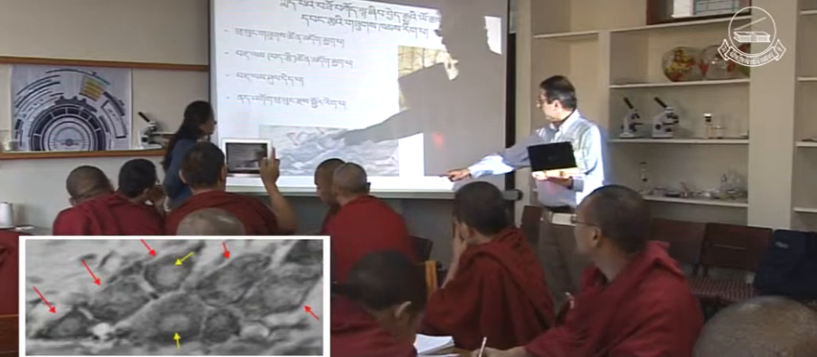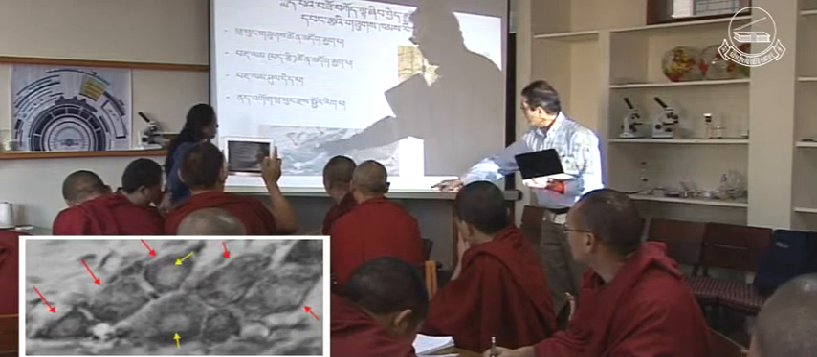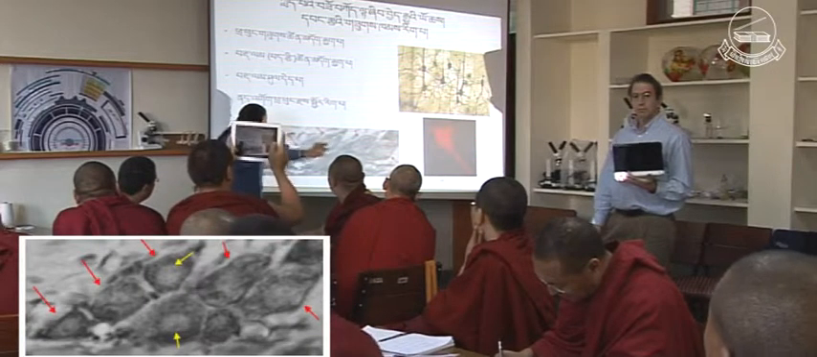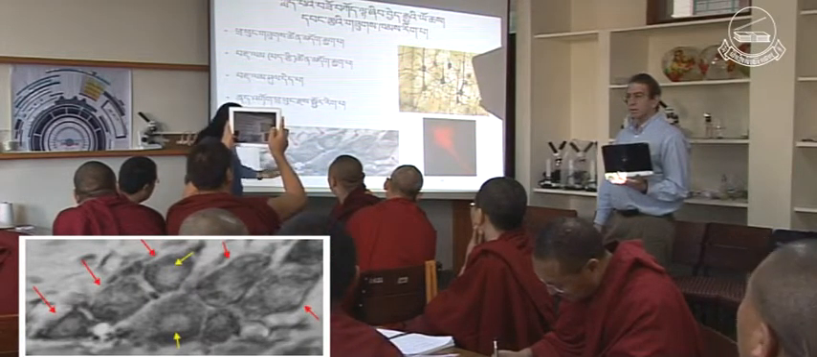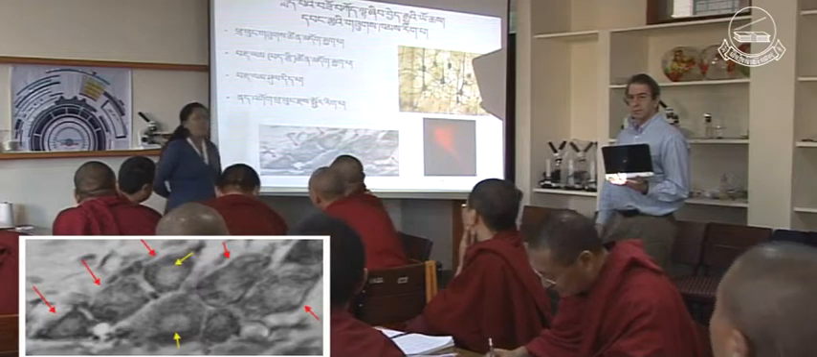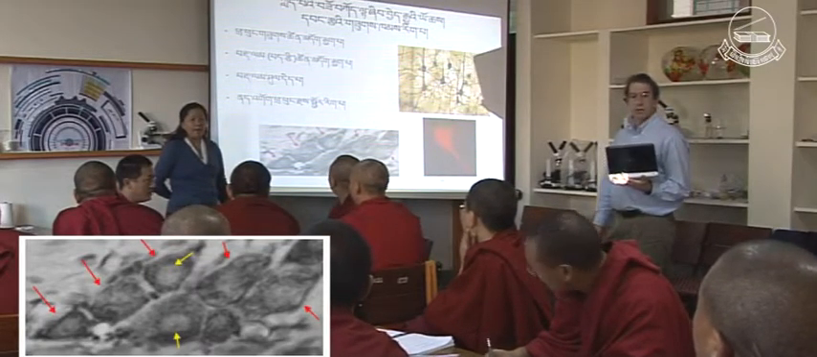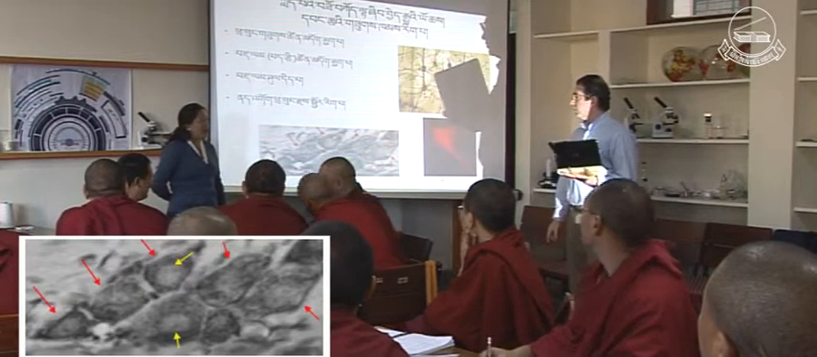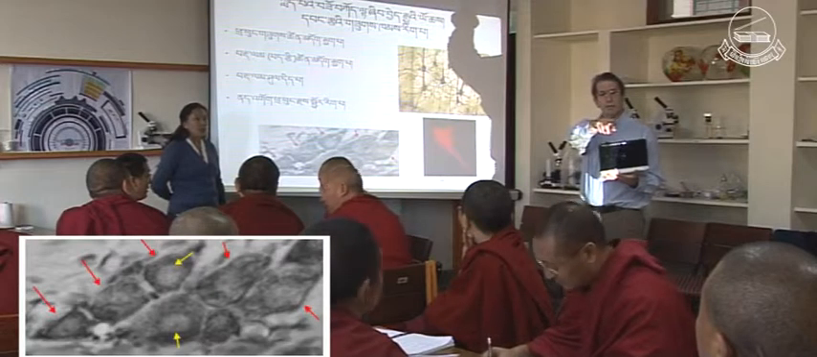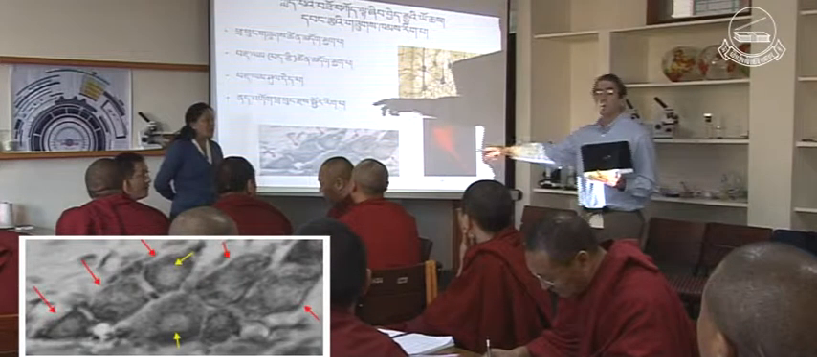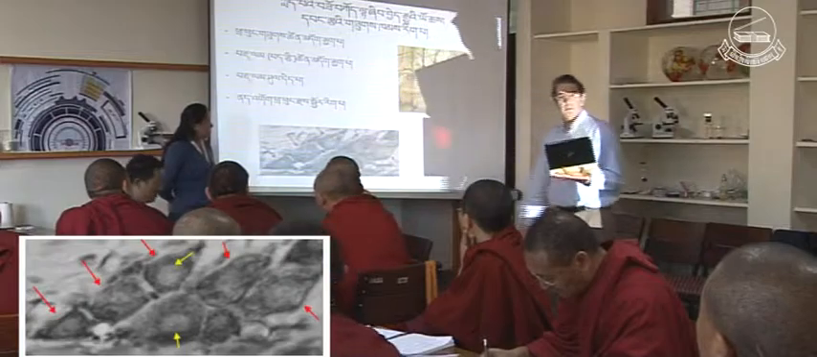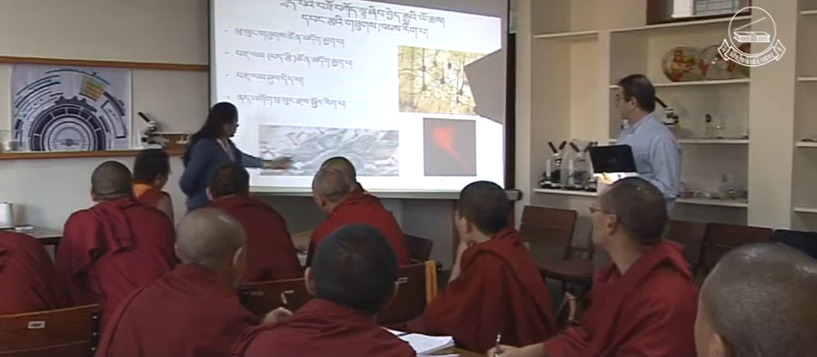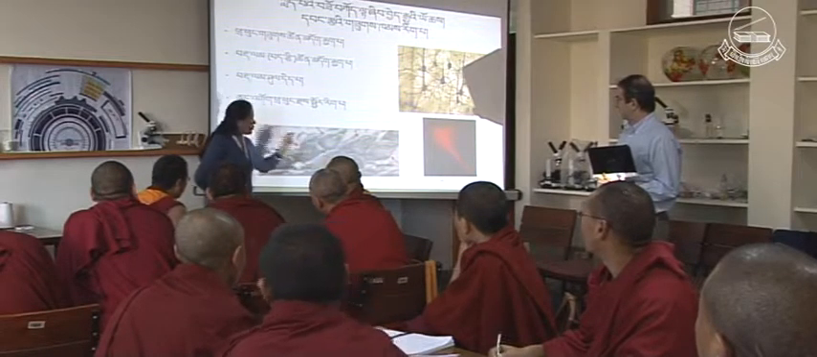Does anybody know what this little white circle in the middle of the cells might be? What do you think that white circle is? Yeah, that's right. That's the nucleus of the cell. That's where all the genetic material of the cell is contained.